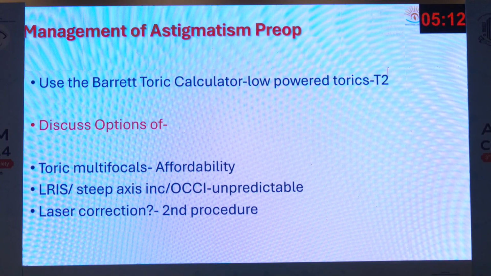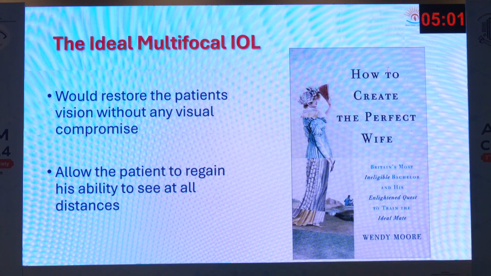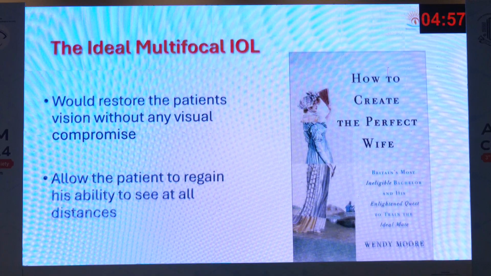Now, as regards astigmatism, we just put in the K1, K2 on the Barrett toric calculator and then decide whether the patient needs a toric multifocal or not. Yes, you can also discuss the other options with the patient. But all of us know that like an ideal husband, an ideal multifocal IOL is also a very elusive thing.